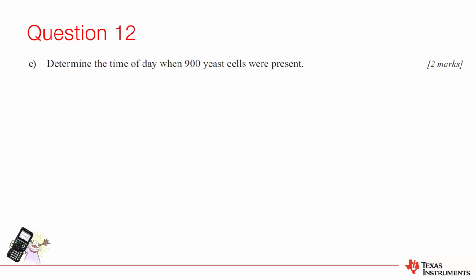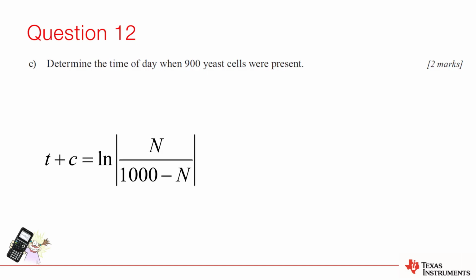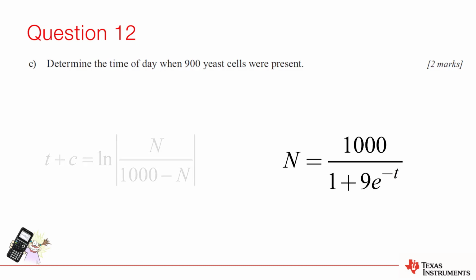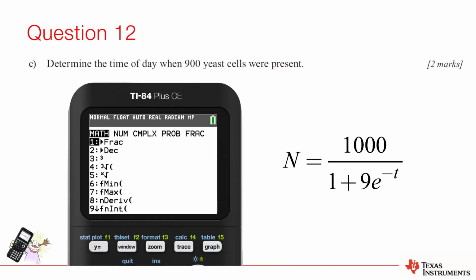Part C. Determine the time of day when 900 yeast cells are present. In other words, find t when n equals 900. We could use the relationship provided in Part A, where t was expressed in terms of n, but that would rely upon knowing the value for c. By using the equation in Part B, we're not relying on any of those sorts of calculations. So I'm going to use the solve command and determine the value of t.